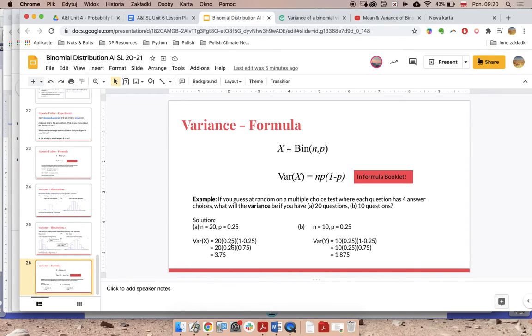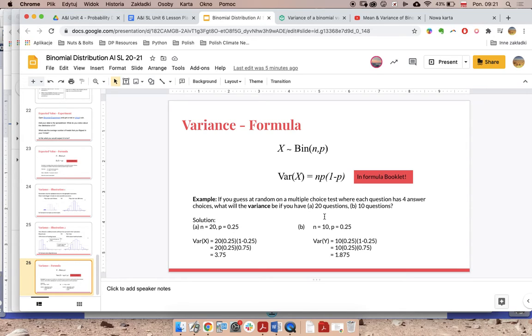If we go back to the multiple choice example, in this first example we have 20 questions, just like before, and a 1 in 4 chance. To calculate the variance of that variable, we would take n, which is 20, times p, which is 1/4, and then times 1 minus p, so that's 1 minus 1/4, or 0.75. We multiply all 3 of those things together in the calculator and get 3.75.